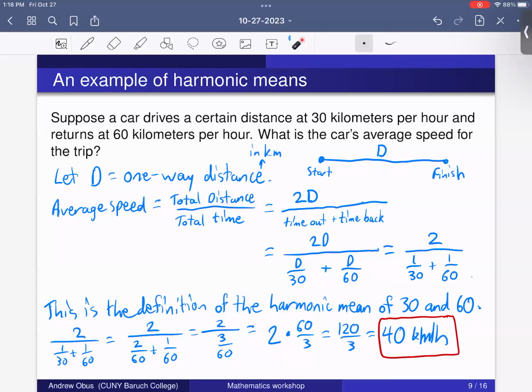Okay, are there any questions or comments on this? The point of this is to justify this weird formula for harmonic mean.